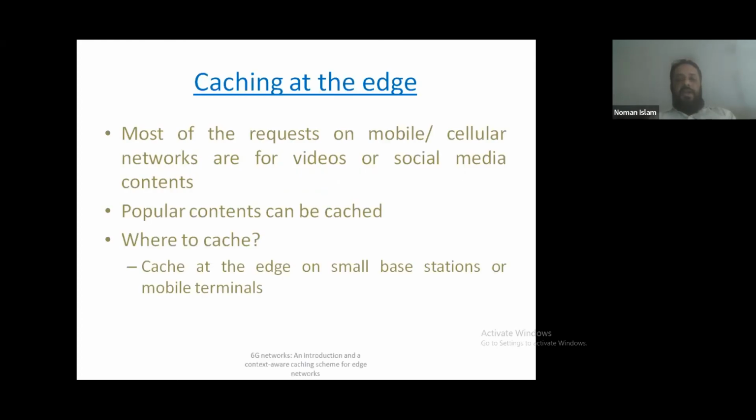Why caching at the edge? Most of the requests on a mobile or cellular network are for videos or social media content. So what people are doing over social media, primarily they are browsing, and they are using content that is repeated for multiple users. So if we can cache the videos that are very popular, then we can gain significant performance improvement. So the objective is to cache at the edge on the small base station or mobile terminal.